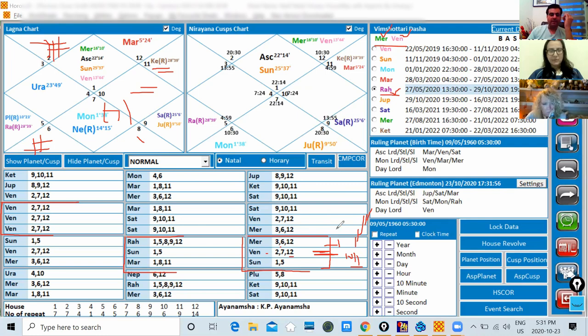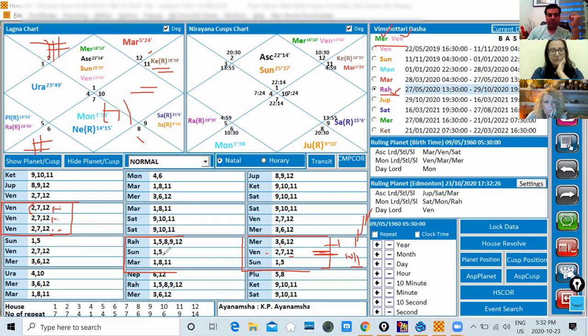Now, what does Venus show? 2, 7, 12. All 2, 7, 12, in the nakshatra also, and the sublord also. So again, money is there, but money is not sticking. Money is coming and going. 12 is losses. Whatever he makes, some expenses come and whatever he has goes. It's both ways, inflow and outflow.